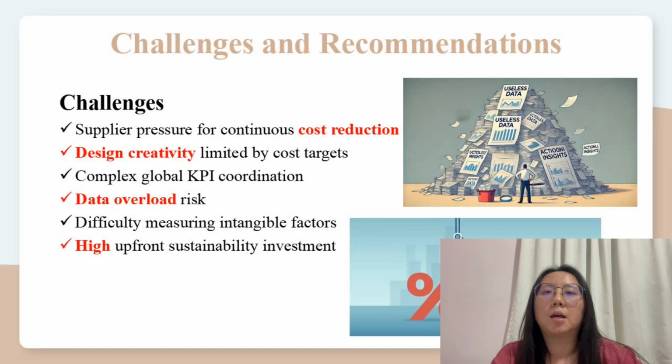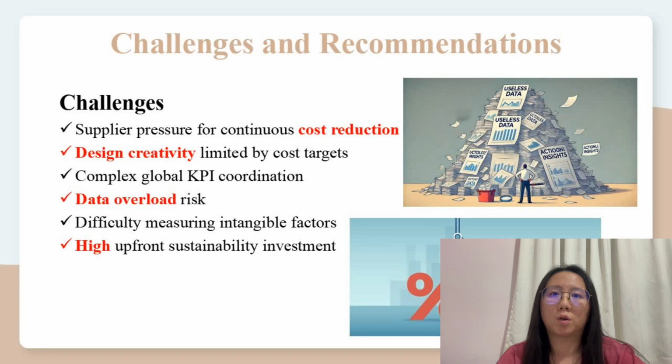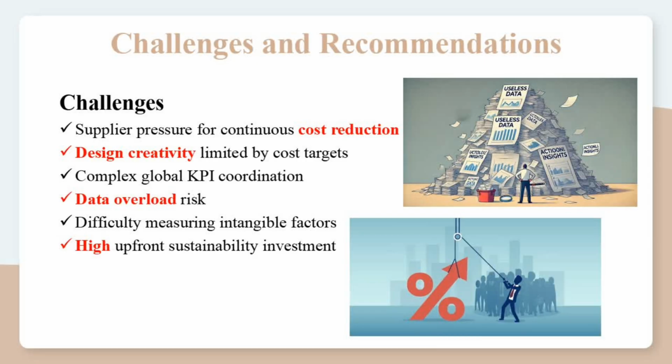In addition, IKEA operates in more than 50 countries, which makes global performance measurement more complex. Coordinating Balanced Scorecard KPIs across different regions requires extensive data collection, reporting systems, and performance monitoring. This may create the risk of data overload, where managers receive too much information and struggle to focus on the most important strategic indicators. Finally, sustainability initiatives also require high upfront investment, for example, renewable energy projects.